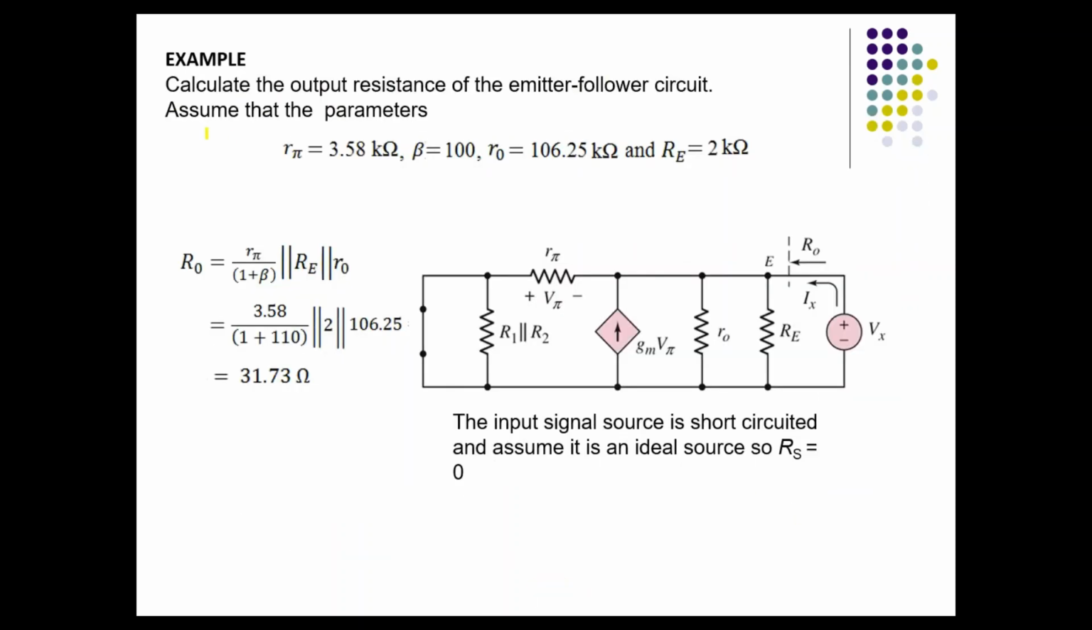Okay, this is another example where you are asked to calculate the output resistance of a common collector. So you are given all these parameters, and just use the formula for you to calculate the value of Ro. So your output resistance is very small, 31.73 ohm. It is in the ohm range. So that's why it is used as a current amplifier. If you have a lower resistor, you will have a higher current.